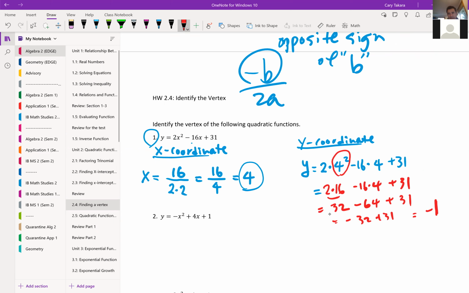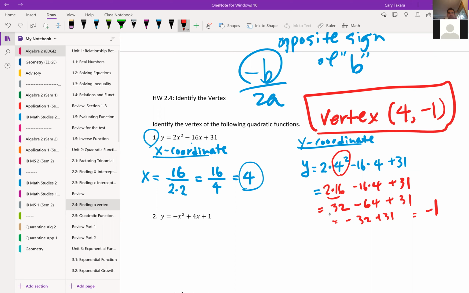Now, even though we are pretty much done, let's make sure we present it in the right way. So the vertex is what? That's what we want, right? The vertex is 4, negative 1. Okay, let's present your answer in what it is. Again, the vertex is a coordinate, okay?